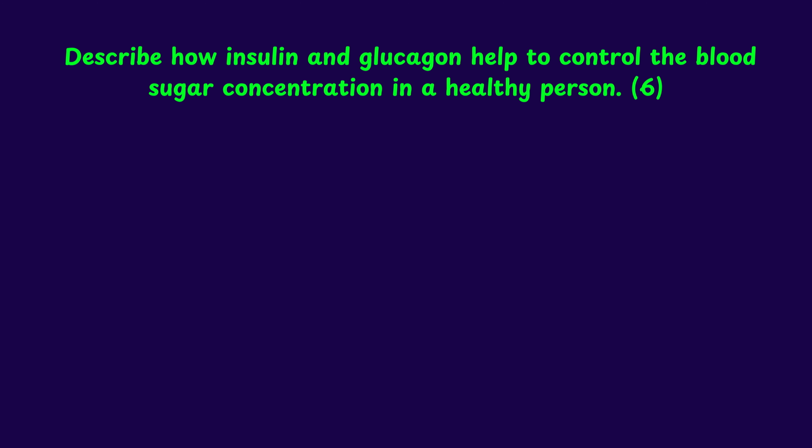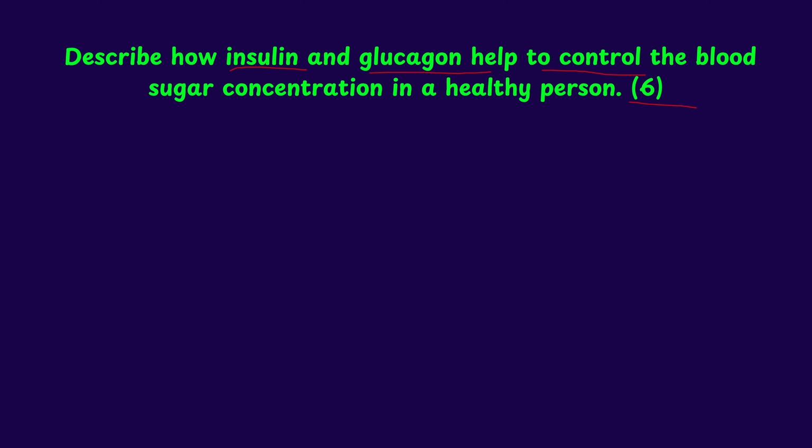Question 1. Describe how insulin and glucagon help to control the blood sugar concentration in a healthy person. And this is for 6 marks. Alright students, so first of all you need to know that insulin and glucagon, these are the two hormones that are responsible for controlling your blood sugar concentration. What do I mean by control? Control means to keep it at a normal level.